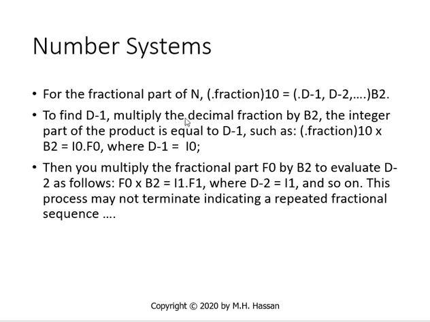To get d minus 1, we will take the decimal fraction as a whole and multiply it by b2, and this will give me I0 and f0. D minus 1 will be the integer I0, and we take the fraction f0 and multiply it again by b2, which will give me I1 and f1. D minus 2 will be the integer I1, and f1 we'll take again and multiply by b2, and the process will continue, and you may not end up with 0. If you don't end up with 0, it means you have a repeated fractional sequence, and we'll see an example of this.